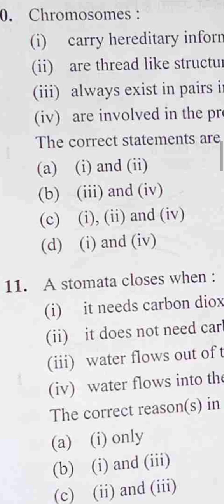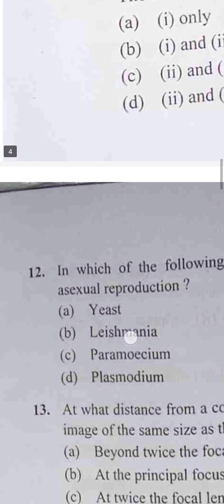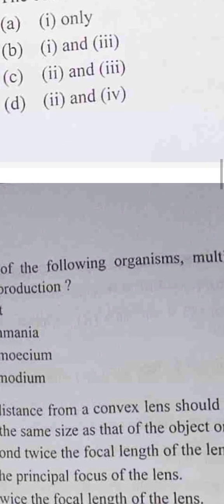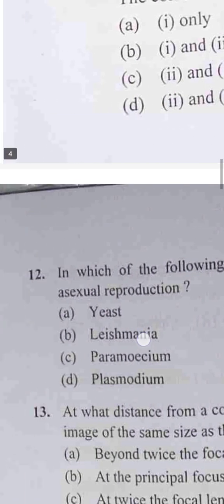Next, question number 12. In which of the following organisms is multiple fission a means of asexual reproduction? If we see, Malaria plasmodium is the organism which multiplies a number of times, so this is the correct option. Whereas in other organisms it is a different way.